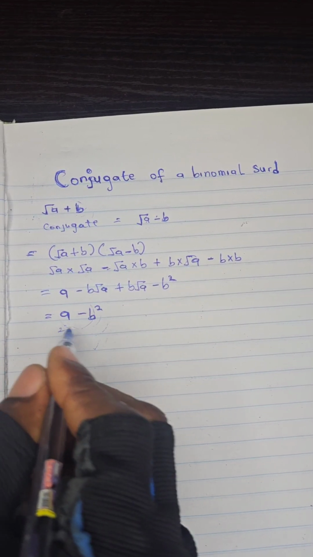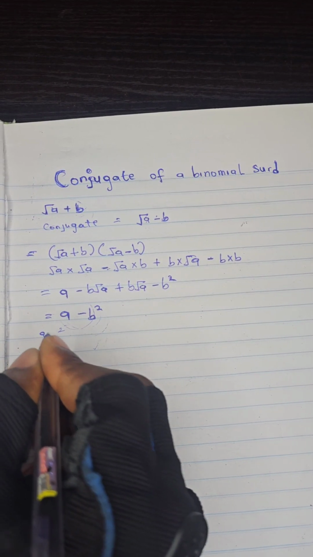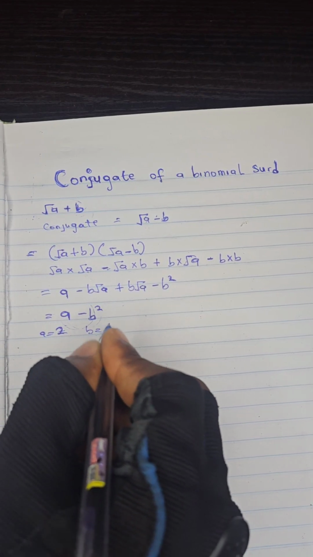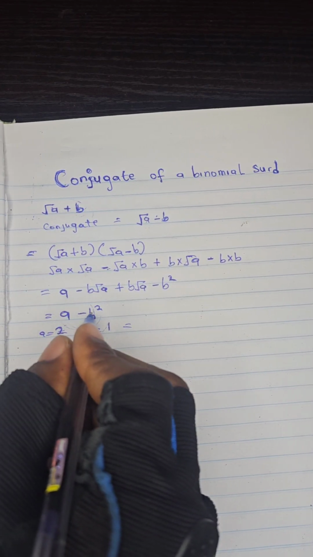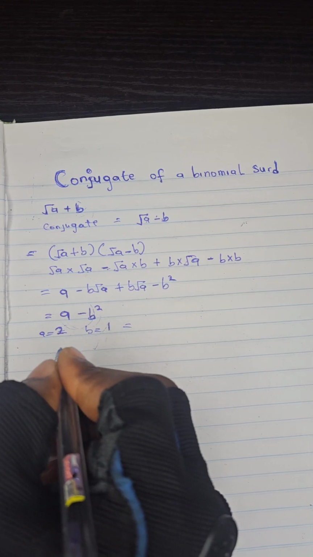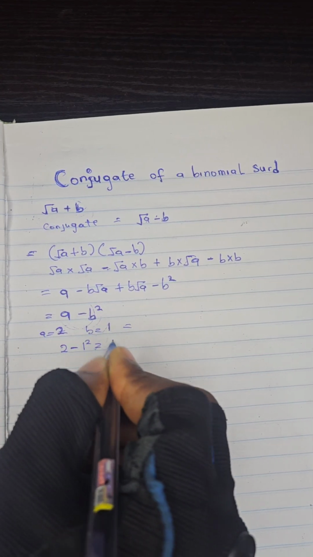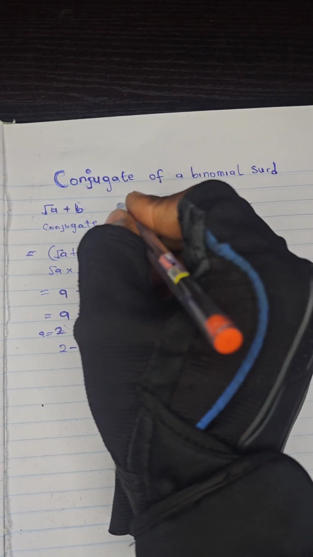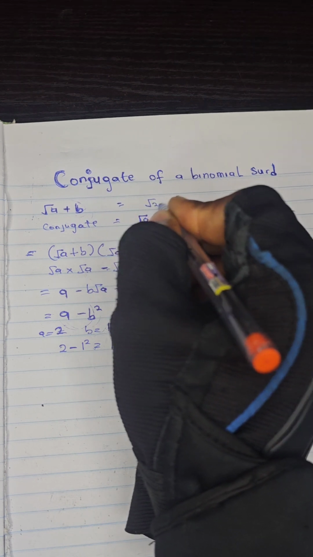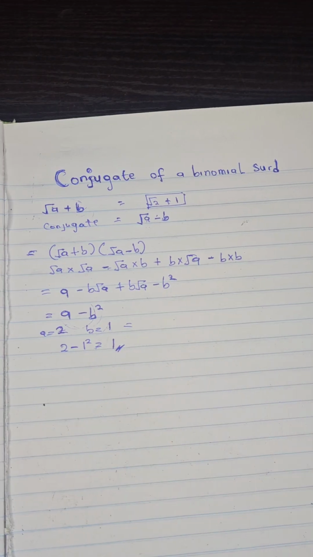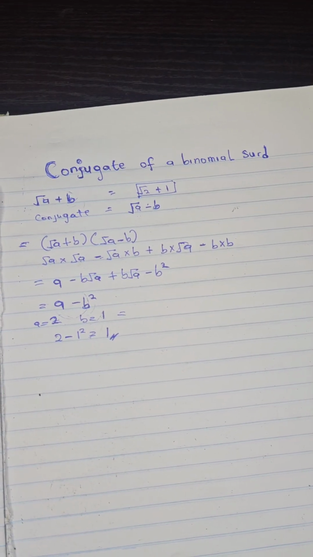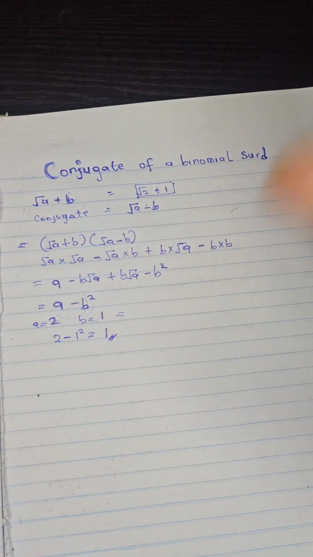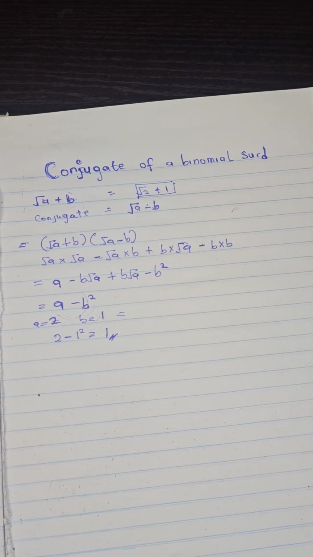Let's assume a is 2 and b is 1. So the final answer of this will be 2 minus 1, because 1 square is still 1. The final answer will be 2 minus 1 square, which is 1. So now we see that we have a whole number, but if we put that same 2 and 1 here, we'll have something like root 2 plus 1. From here we have a surd, but here we are not having a whole number. This is what the conjugate does. It changes a number from its surd form to a rational whole number. So by the time we start solving examples, you will really understand.